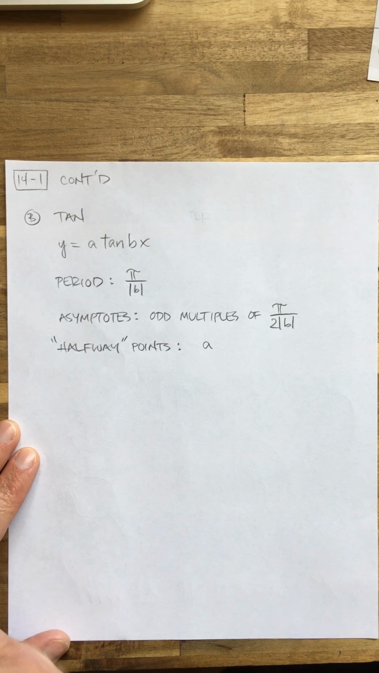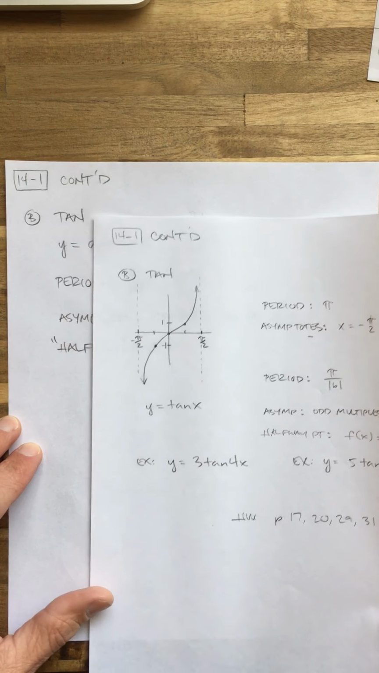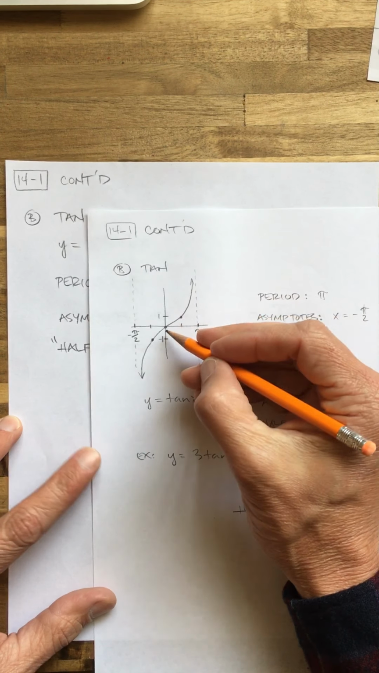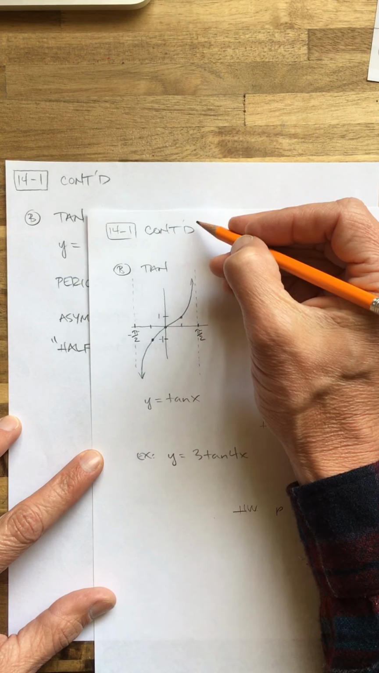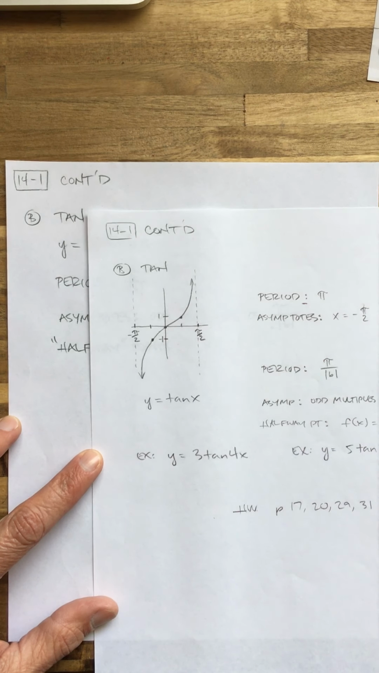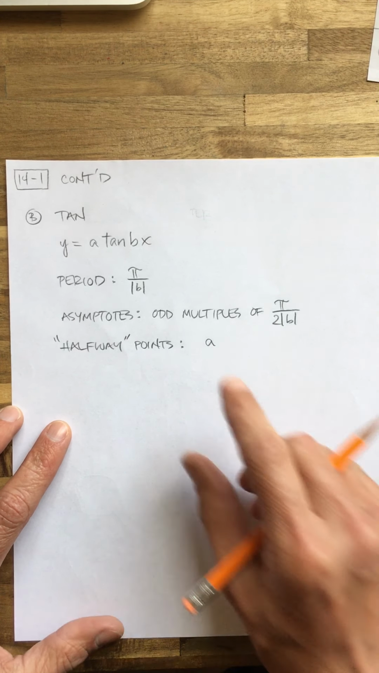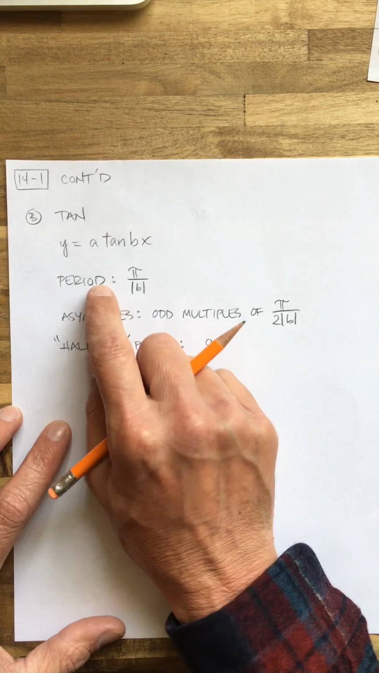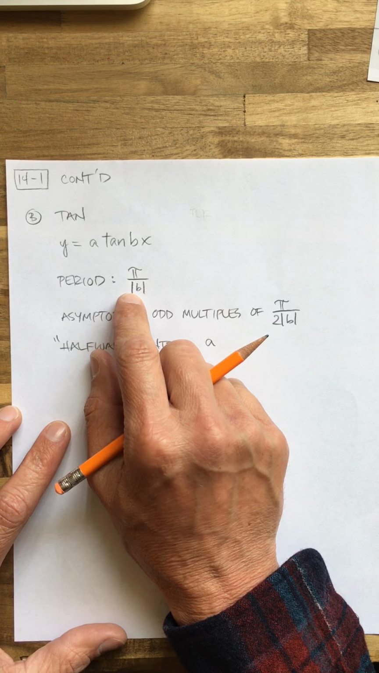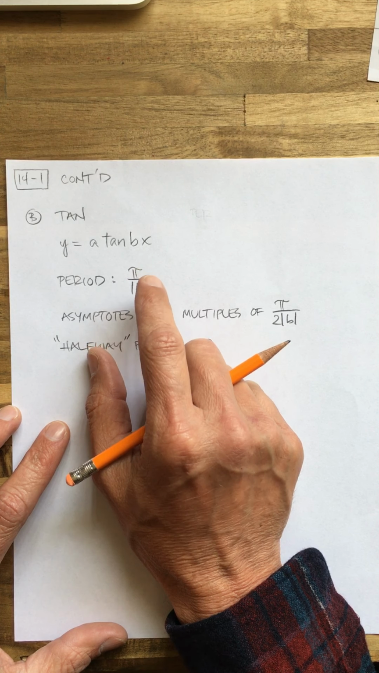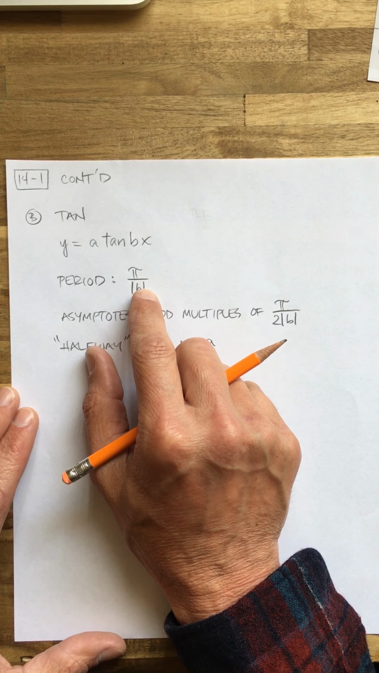For the tangent, there's not really going to be an amplitude because if you remember, here was the graph of the tangent. How high does it go? Well, it goes on to infinity. How low does it go? Same thing, negative infinity. Okay, so there isn't an amplitude for the tangent, okay? But we will use the a in a second. But for right now, the period is pi divided by b, okay?